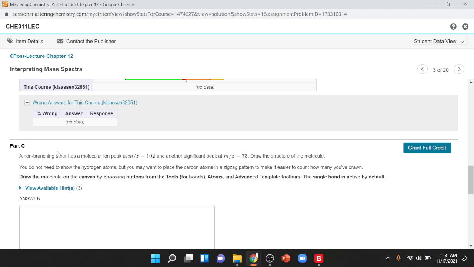It's a non-branching ether. So an ether is what? It's an oxygen with 2 carbon substituents. So you have an oxygen with 2 carbon chains on both sides. And then you have here a 102. You can estimate how many carbons are in this if you take your ether, 16, and subtract that from 102. That would be 86, right? Subtract 2 hydrogens off there because those are your caps.